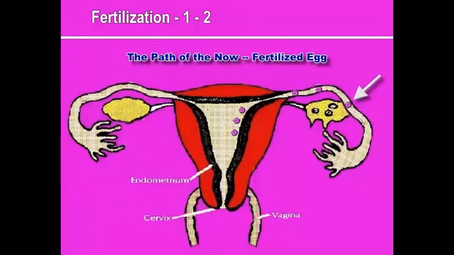uterus. Here we see the path of the recently fertilized egg as it now moves forward along the fallopian tube toward one of two destinies. One, to ultimately implant within the endometrium and develop into a fetus, or two, to end up lost, either unable to implant or to miscarry.